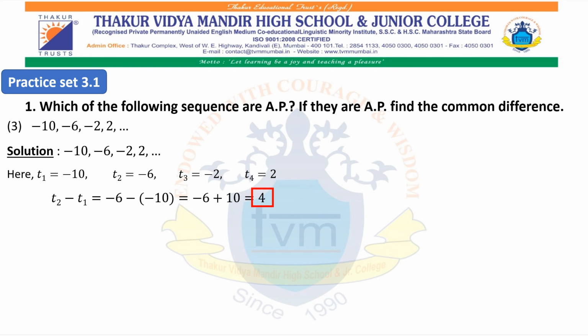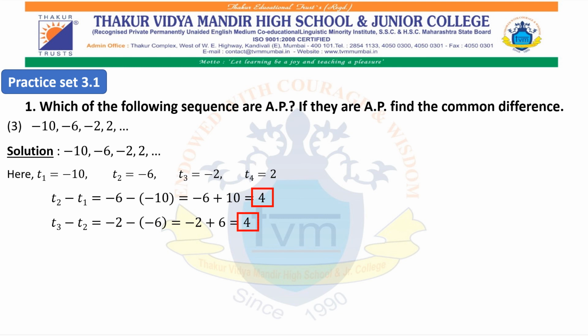Let us find out the difference between the third and the second term. We will write T3 minus T2 equals minus 2 minus of minus 6 equals minus 2 plus 6 equals 4. Here also the difference remains the same.